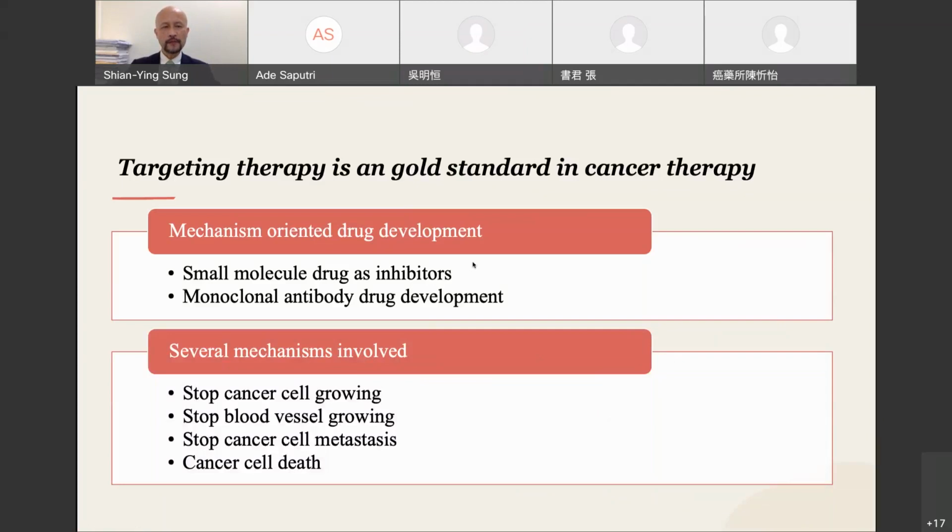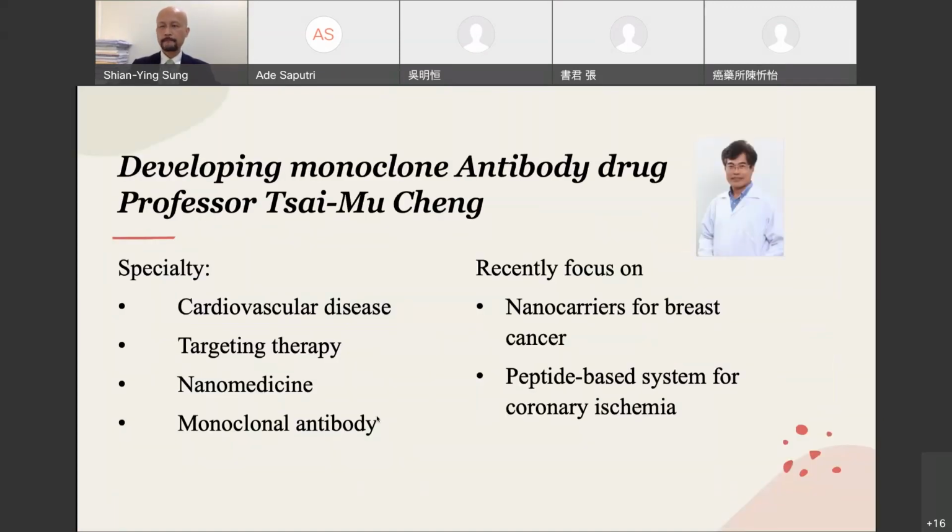For targeting therapy development, we will first focus on mechanism-oriented drug development, and we have several mechanisms involved. We can stop cancer cell growth, we can stop blood vessel growth, and we can stop cancer cell metastasis and cause cancer cell death.